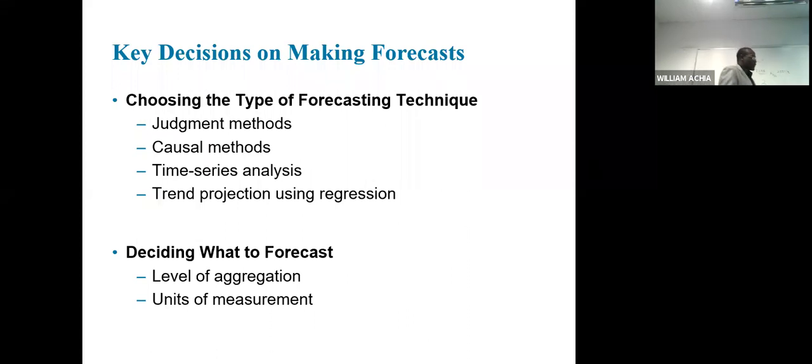Okay. So to get a better understanding of the future, sometimes it makes sense for us to do something quantitative. Take our data, do some math, come up with a figure that makes more sense. So what we're going to be more interested in are these 3 approaches here: the causal methods, the time series analysis, and then the trend projection method. Okay. And each of these have situations where they're better suited to the type of product or service that you have.